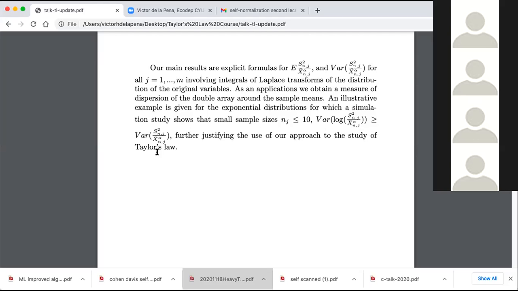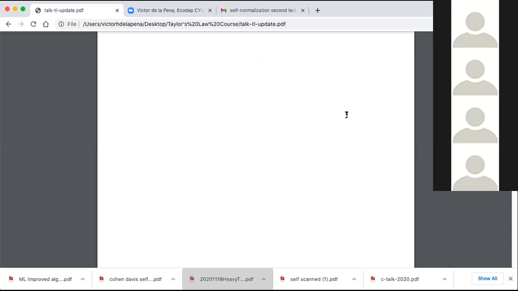Sometimes it is very costly to obtain a sample of large size. We show that our approach, based on the sample variance over the sample mean to the alpha, has a smaller variance, so it's better to work on this arithmetic scale than on the logarithm scale when you have small sample sizes.